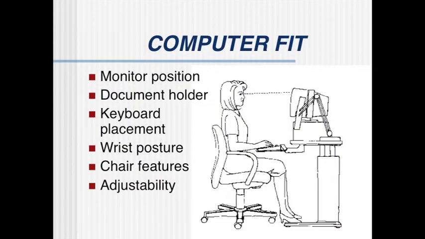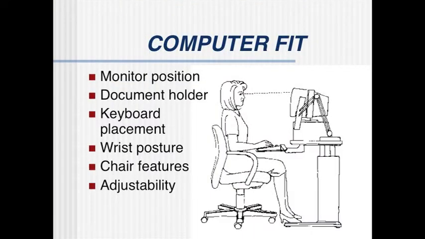The other consideration with keyboard placement is wrist posture, and you can see in the diagram here that the user has excellent natural posture. The wrist is in a natural or neutral position. If that's not the case at a computer workstation, additional supports can be added to assist with creating that natural or neutral posture. With chair features, there are a few considerations.